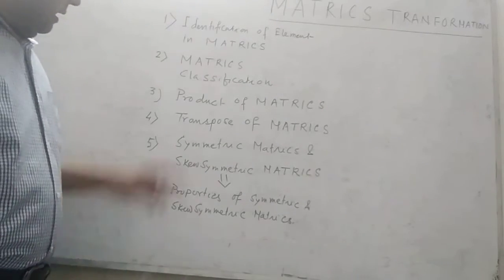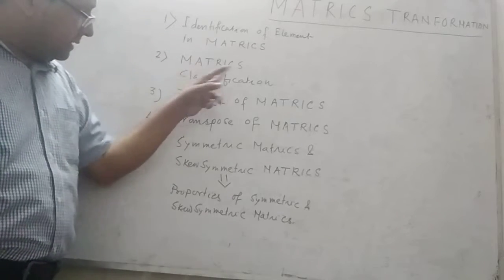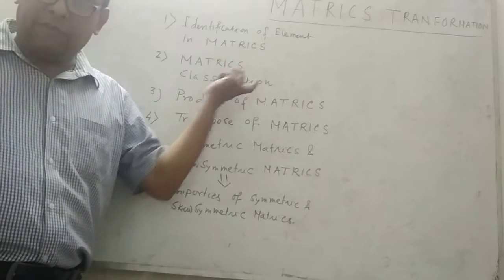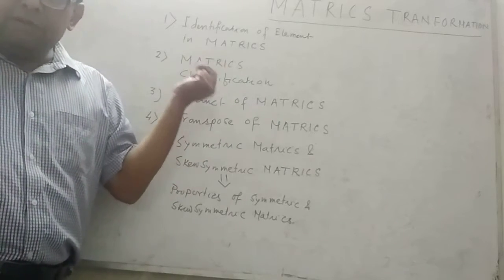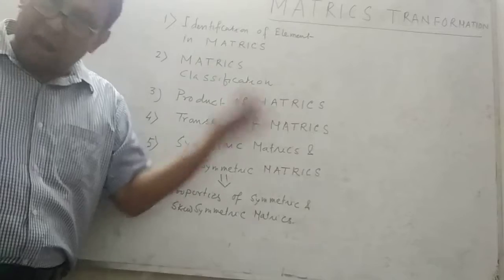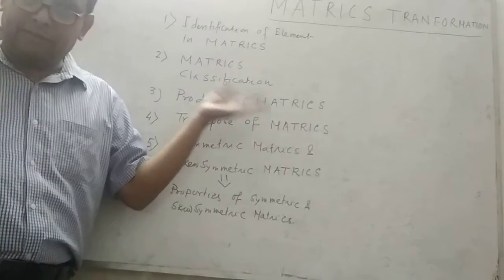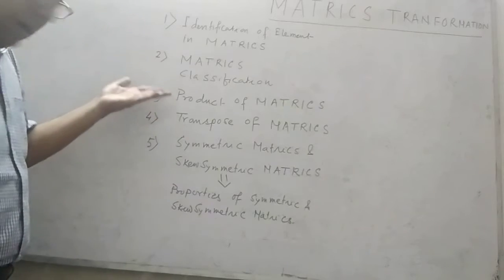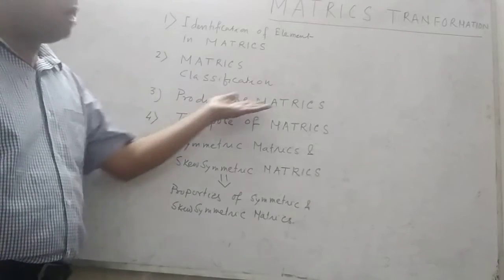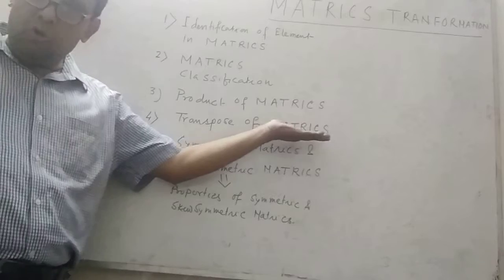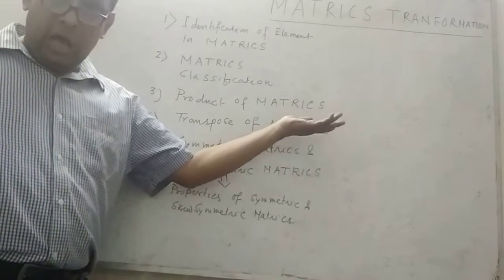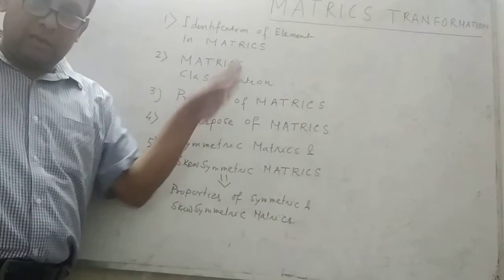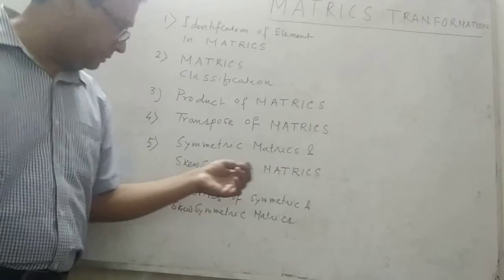Next is matrix classification. This particular topic we have also done. Particularly we have reinforced and talked about the square matrix, the diagonal matrix, scalar matrix, identity matrix, etc. Now, number 3, we have also learned the product of matrices. Here we have done the conditions of the product of matrices and also the right cancellation law and the left cancellation law.